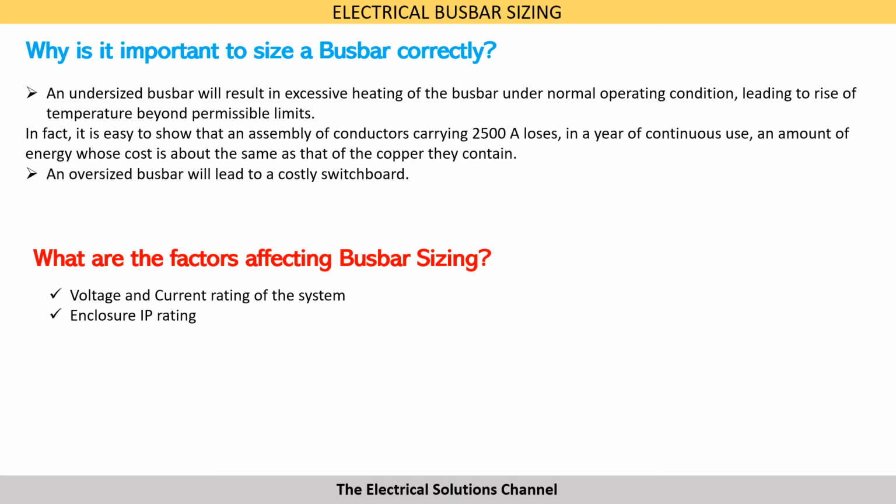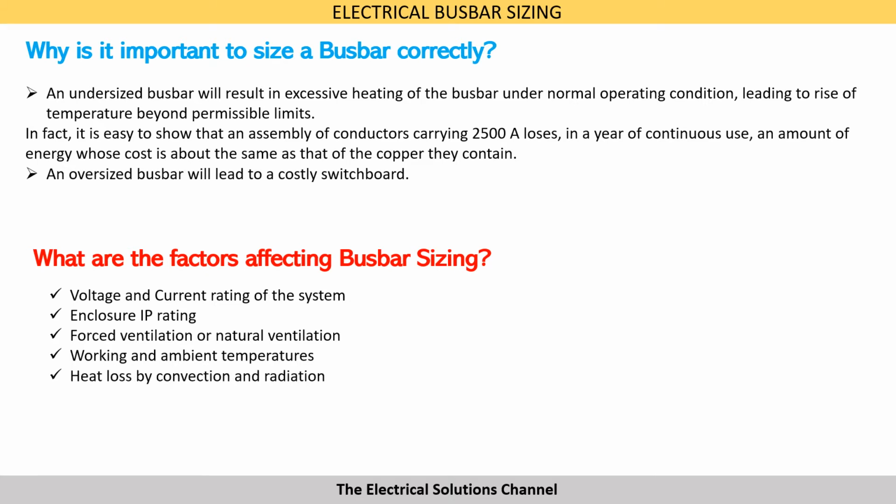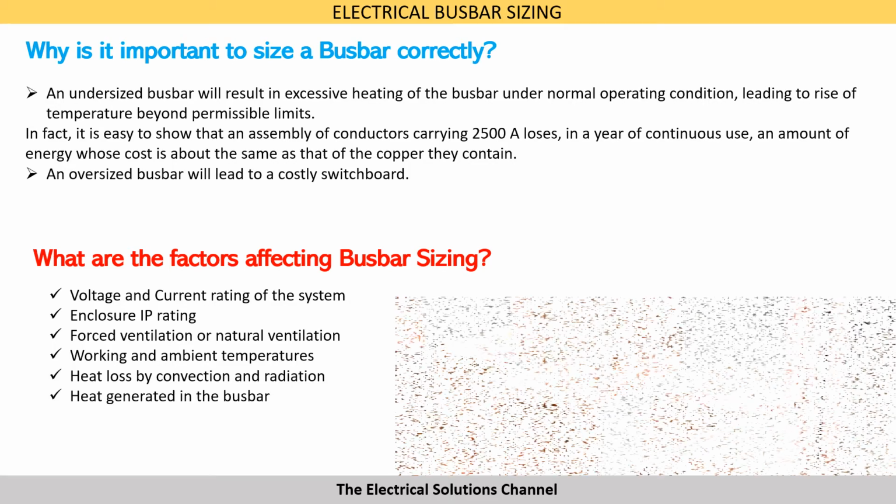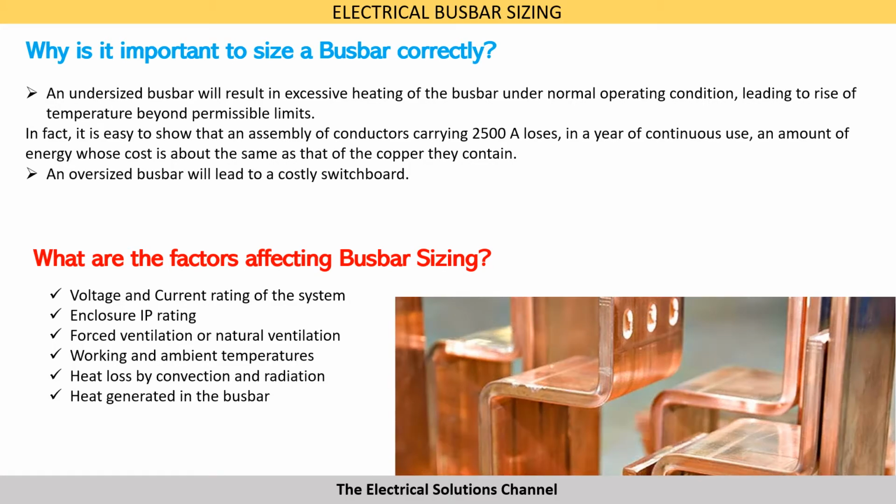And the major factors affecting busbar sizing are voltage and current rating of the system, enclosure ingress protection rating, whether the panel is provided with forced ventilation or natural ventilation, working and ambient temperatures, heat loss by convection and radiation, and heat generated in the busbars.